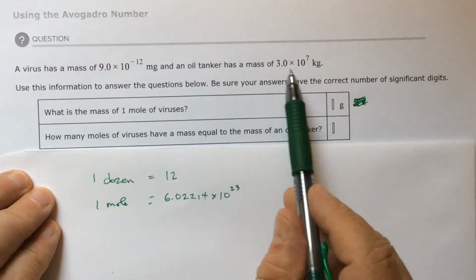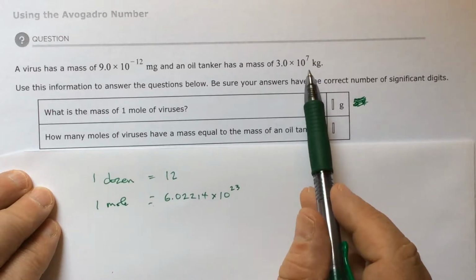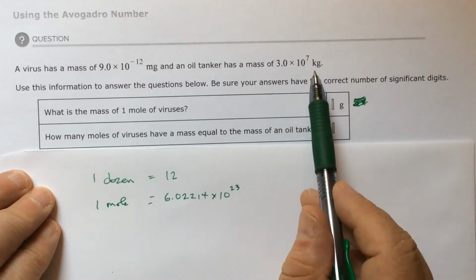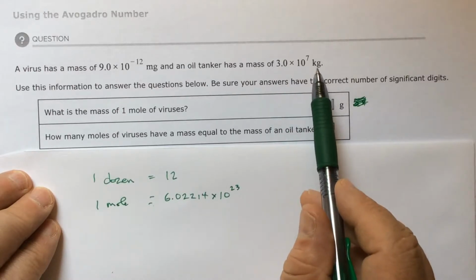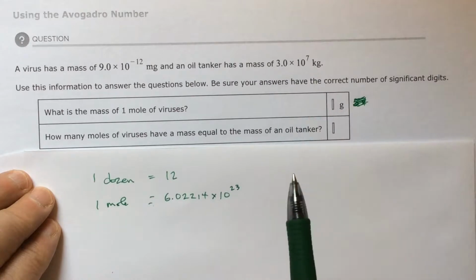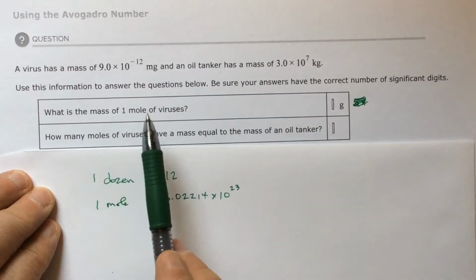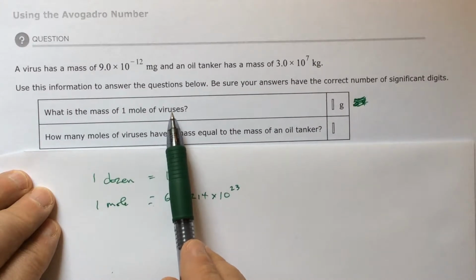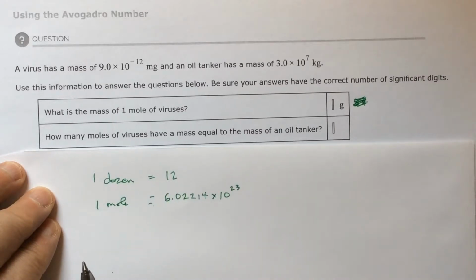An oil tanker has a mass of 3.7 times 10 to the 7 kilograms. So that's 30 million kilograms. And a kilogram is about 2 pounds, so it'd be like 75 million pounds. All right, so they're going to ask you first, what's the mass of 1 mole of viruses? And then how many moles of viruses would it be equal to the weight of the oil tanker?